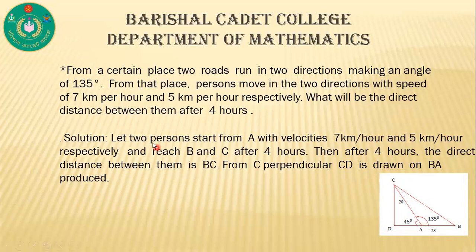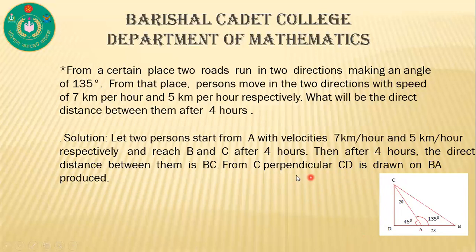Here, let two persons start from A, this point, with velocities 7 km per hour and 5 km per hour, and reach B and C after 4 hours. Then we can write 7 km per hour, that means after 4 hours 7 into 4, that means 28. And this side is 5 km per hour, so after 4 hours we can write 5 into 4, that means 20.